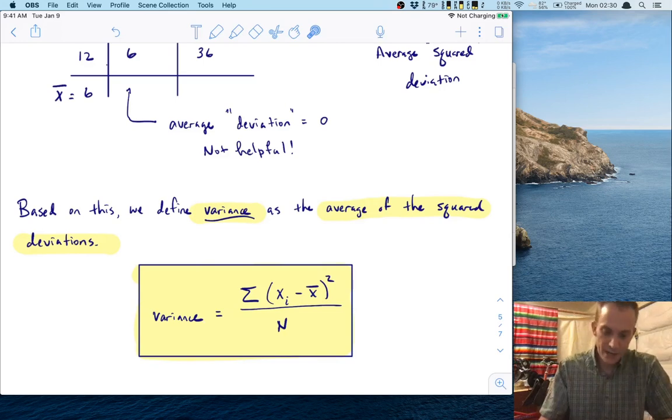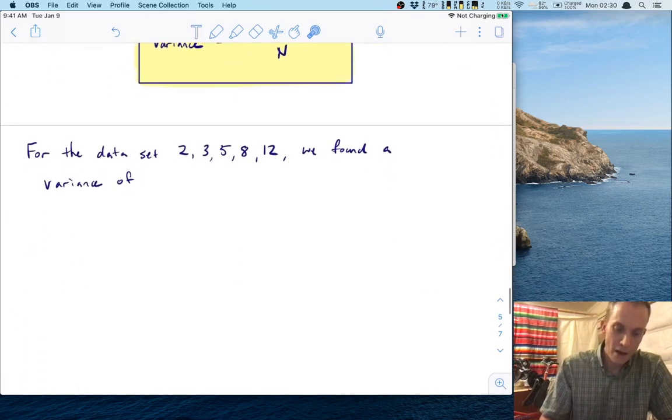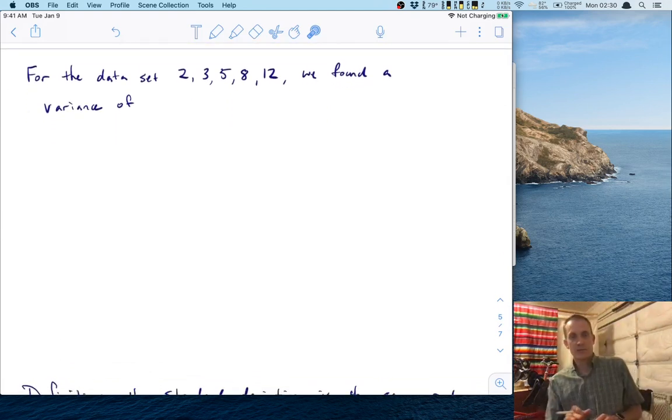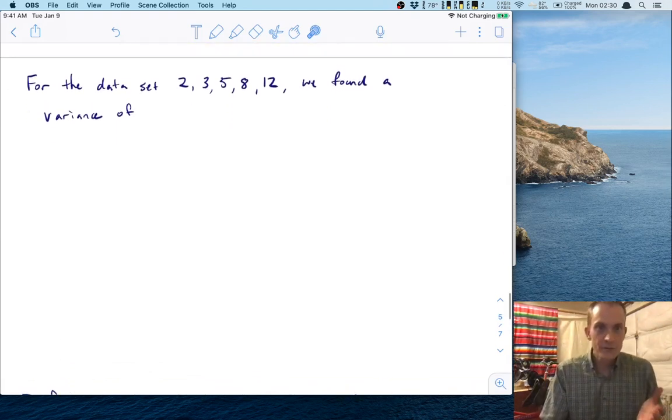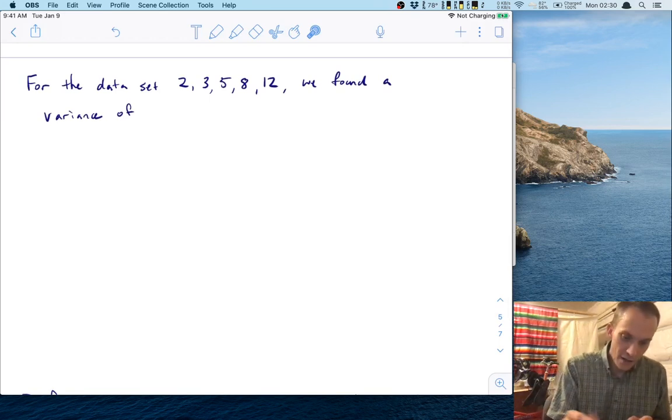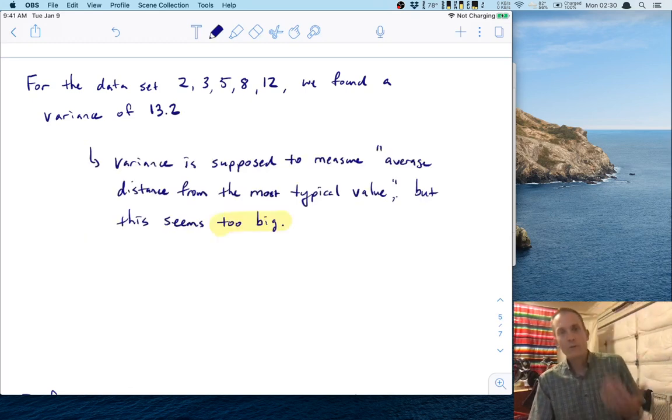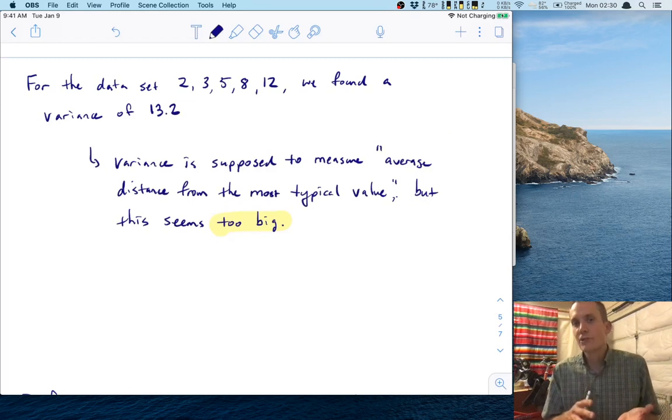Okay, so I don't know, is that useful or not? Well, let's talk a little bit about that. So for this data set, let's wrap up here. For this data set, 2, 3, 5, 8, and 12, we found a variance of, well, it turns out 13.2. Okay, so what exactly does that mean? Well, remember, this variance is supposed to measure the average distance from the most typical value. But clearly, this is too big to be a measure of that, right? The values themselves, they don't differ from each other by 13 points. This is just too big.